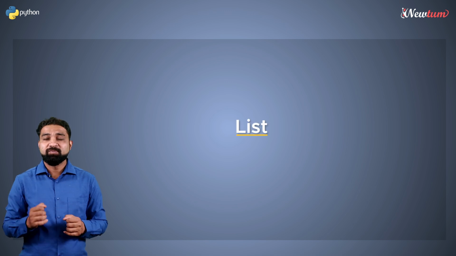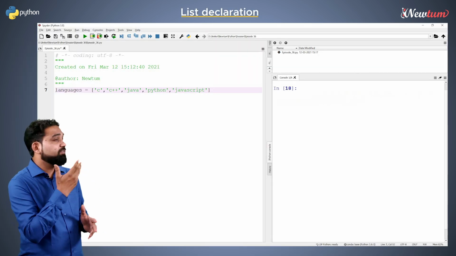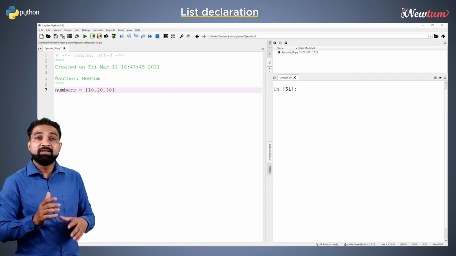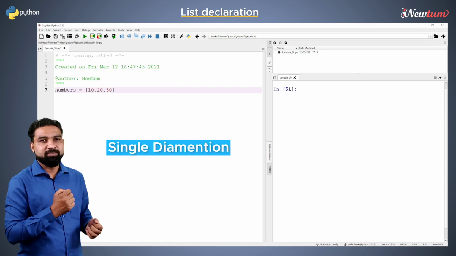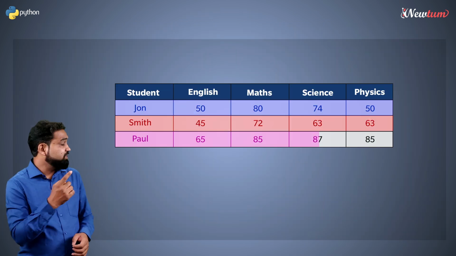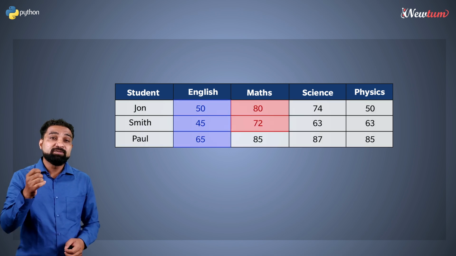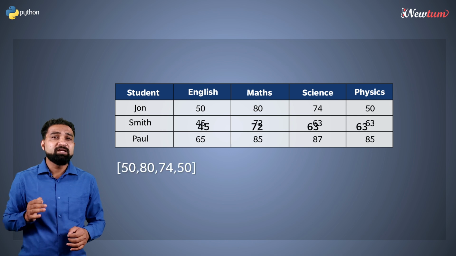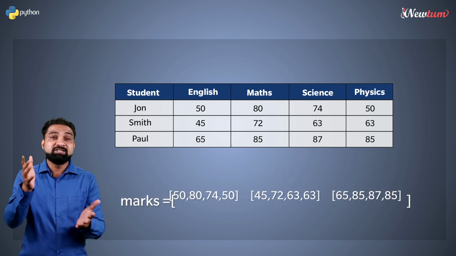We studied lists, where we stored a list of languages, a list of flowers, and even numbers like this. They were single dimension. But look at this table. Here, each row represents a student and the columns represent marks scored in each subject. To store such data in a list, we required a list inside a list.